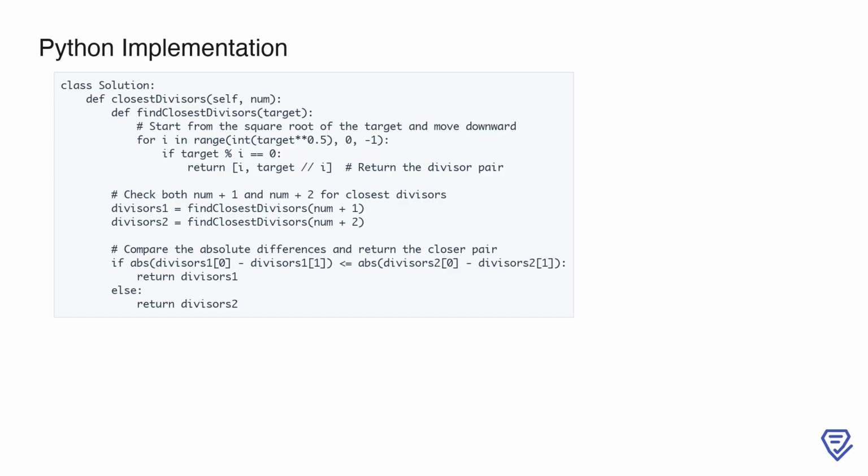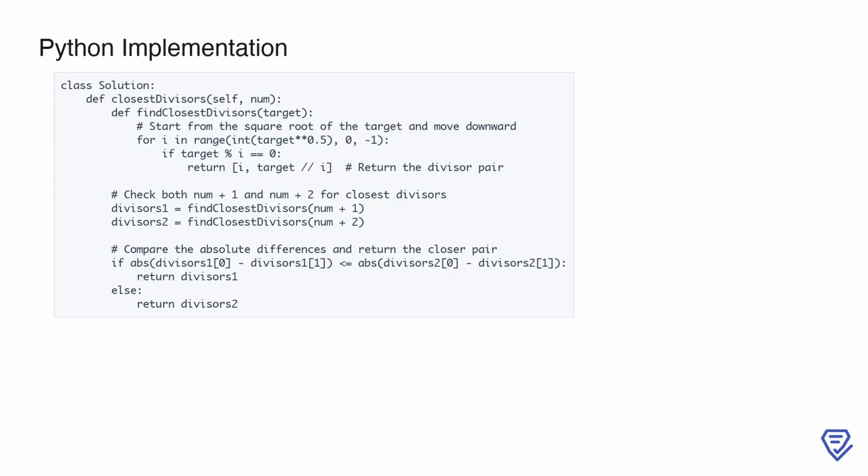Explanation. 1. Helper function, find closest divisors, target. This function identifies the closest divisors of the input target. It starts iterating from the square root of the target downward. This is because numbers closer to the square root are more likely to produce pairs with minimal differences. For each integer i, it checks if i is a divisor of target, i.e., target % i equals 0. If true, it returns the pair i, target // i.